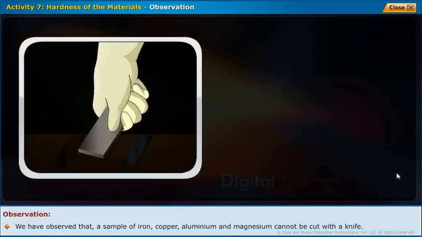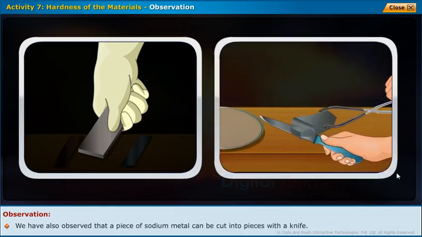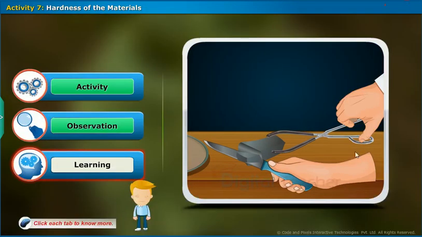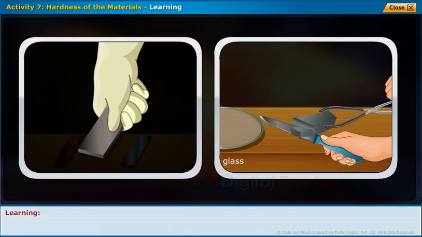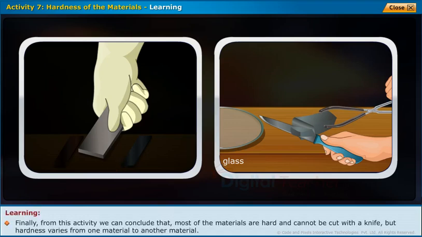We have observed that the samples of iron, copper, aluminium and magnesium cannot be cut with a knife. We have also observed that the piece of sodium metal can be cut into pieces with a knife. Finally, from this activity, we can conclude that most of the metals are hard and cannot be cut with a knife, but hardness of metals varies from metal to metal.